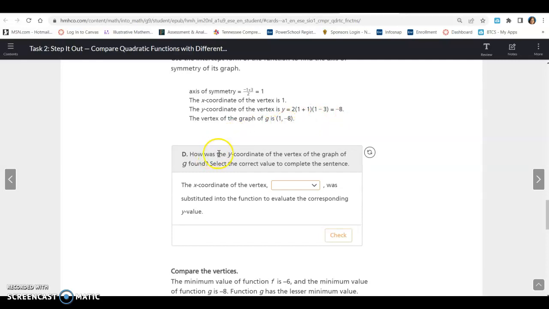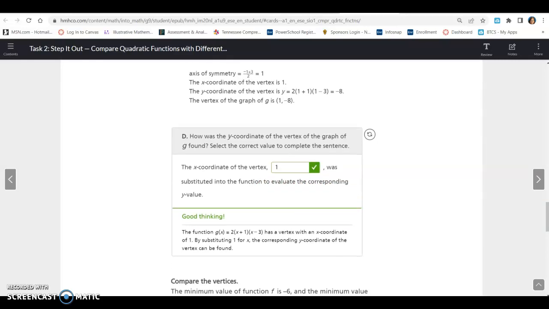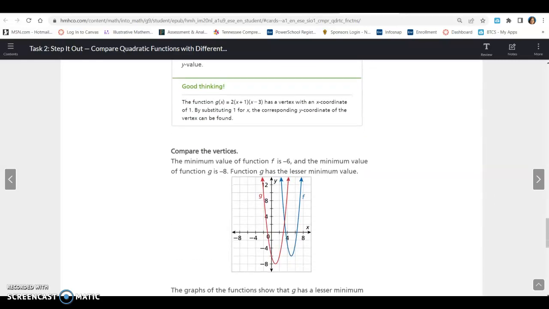All right, so it says, how was the y-coordinate of the vertex of the graph G found? Select the correct value to complete the sentence. The x-coordinate of the vertex, 1, we just found that right here, was substituted into the function to evaluate the corresponding y value. So again, we plugged x in and solved for y.